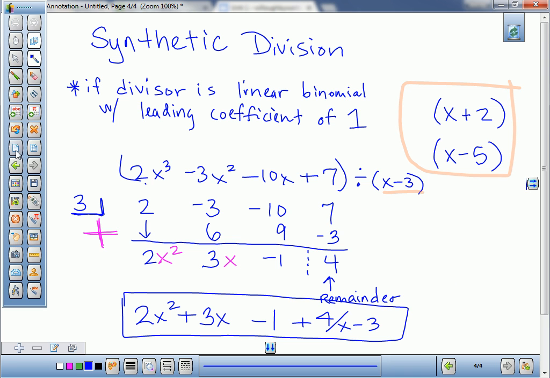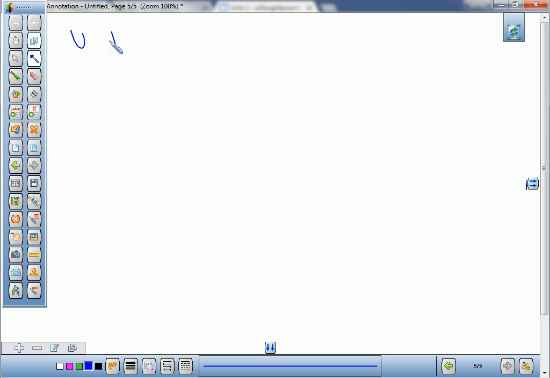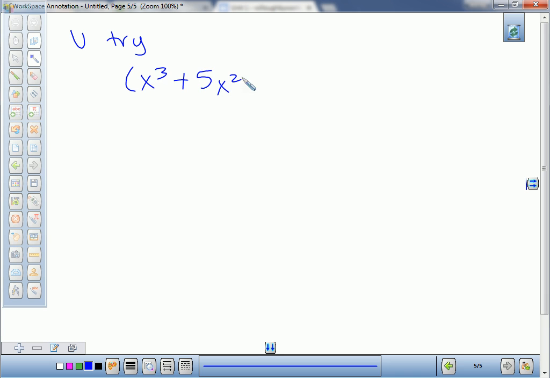Okay, so here's your U-track. We have to do it this way. I would like you to do synthetic division. So we're going to have x cubed plus 5x squared plus 2x minus 8 divided by x plus 2.